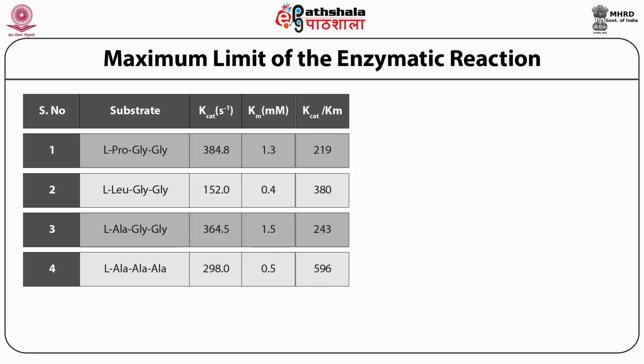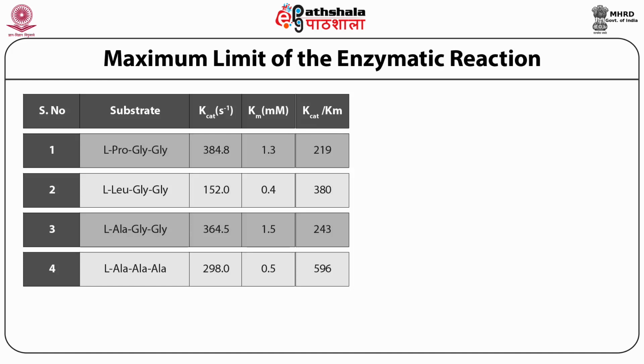Similarly, kcat by Km is calculated for the third substrate, and it is 243. The third substrate is L-alanine, glycine. The fourth substrate is L-alanine, alanine, and kcat by Km for this substrate is 596. So based on these values, we may have different questions.